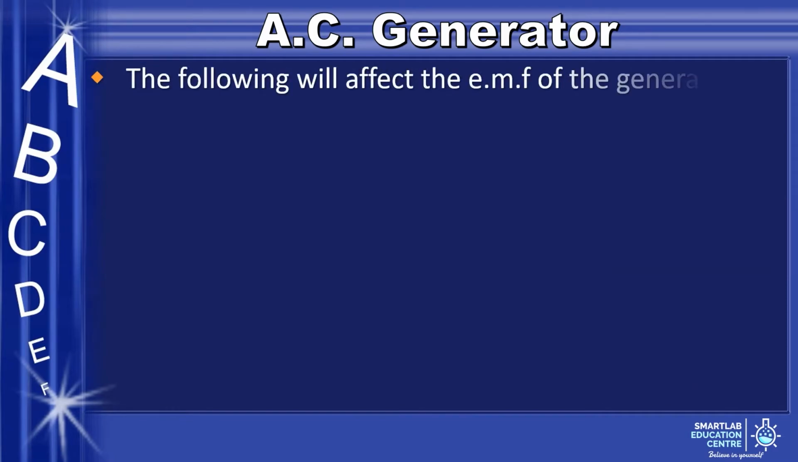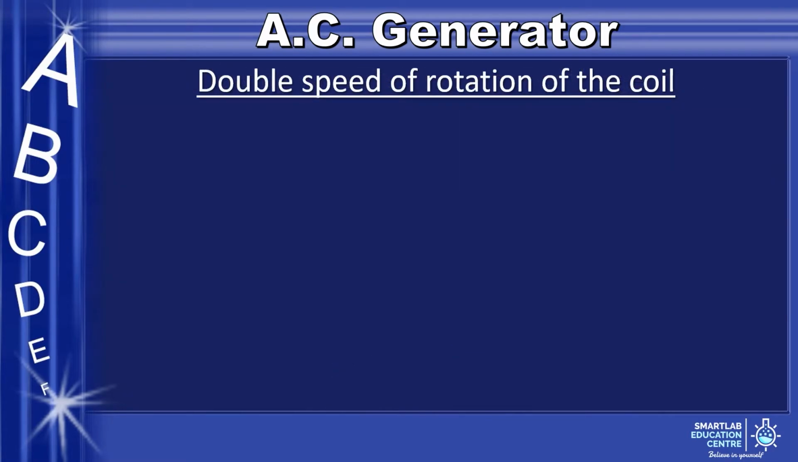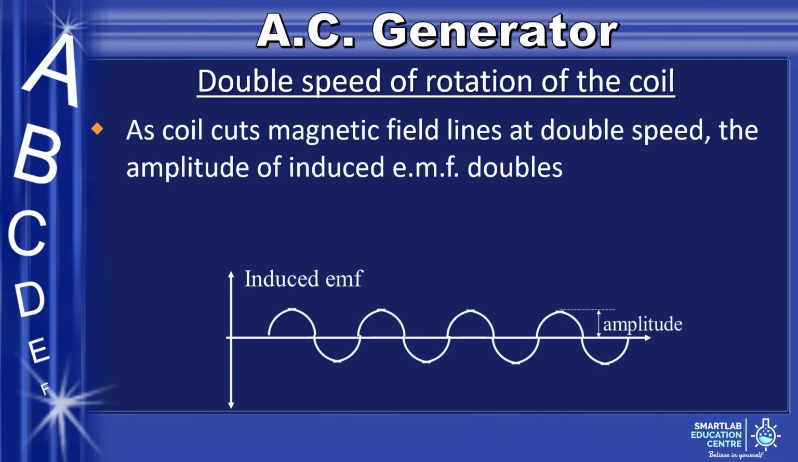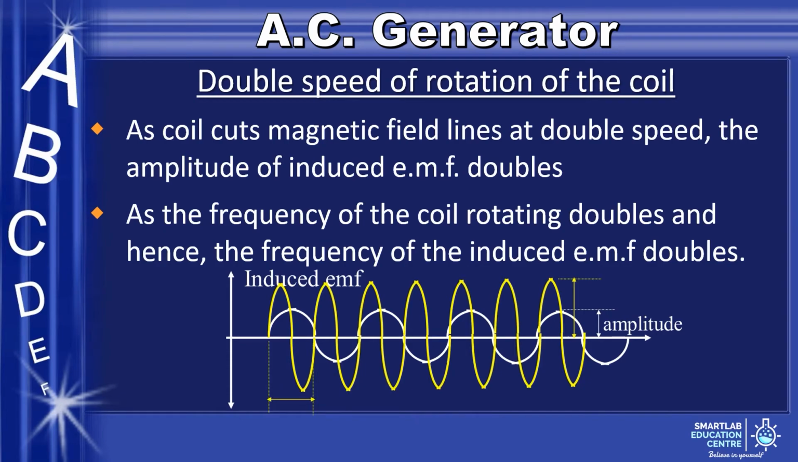There are a few ways where the electromotive force of the generator can increase. Here is a table which shows some changes. We can use Faraday's law to understand how the changes impact the current induced in the coil. Let us discuss them one by one. Firstly, we can double the speed of rotation of the coil. As the coil cuts the magnetic field lines at double the speed, the amplitude of induced EMF doubles due to the increase in the rate of change of magnetic flux. However, in this case, the frequency of the induced EMF doubles as well as the number of cycles done over a unit time doubles. Hence, it would result in the following graph as shown.